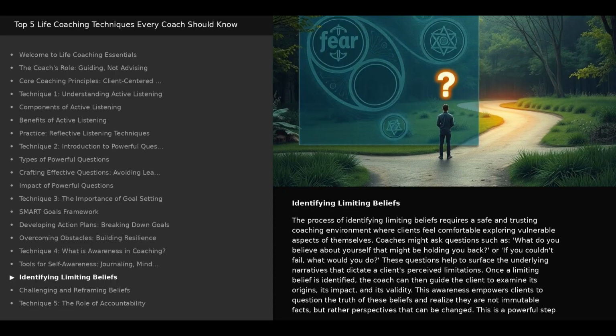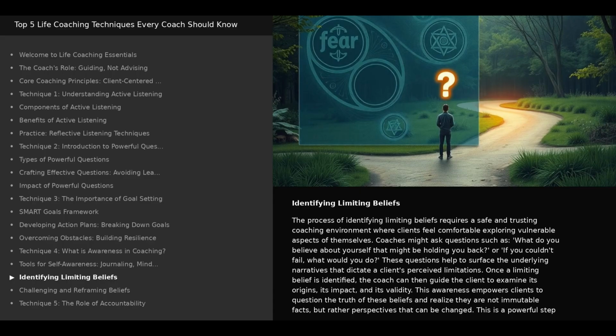The process of identifying limiting beliefs requires a safe and trusting coaching environment where clients feel comfortable exploring vulnerable aspects of themselves. Coaches might ask questions such as, "What do you believe about yourself that might be holding you back?" Or, "If you couldn't fail, what would you do?" These questions help to surface the underlying narratives that dictate a client's perceived limitations.